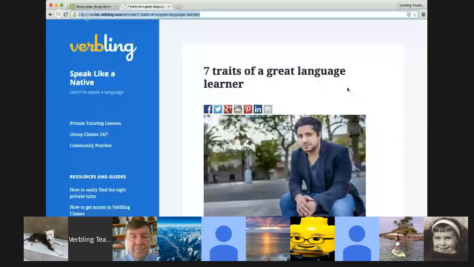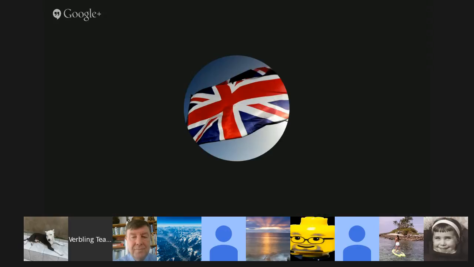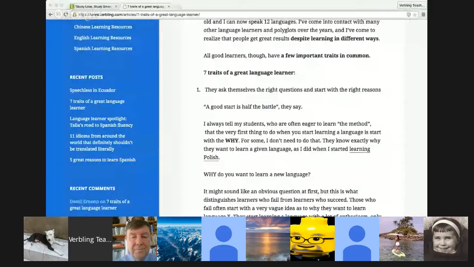This is called 7 Traits of a Great Language Speaker. I would like you to have a look at them and to tell me what number you would like to do, if any. So we have at the moment 9 students. 7 of you can choose a number. It's first come, first served. So if you could please type into the Google chat the number of the paragraph you would like.